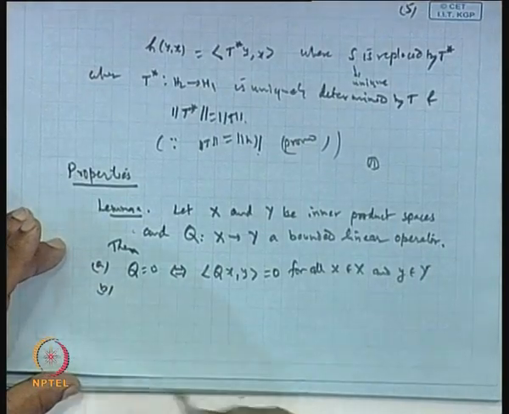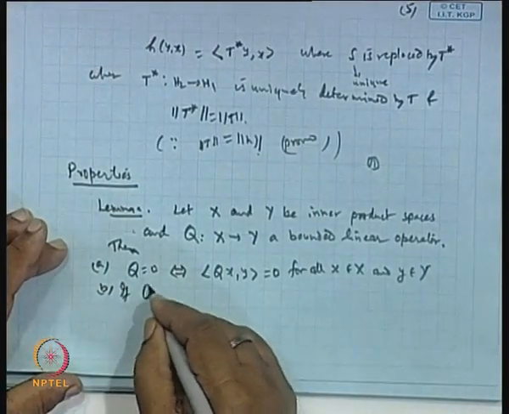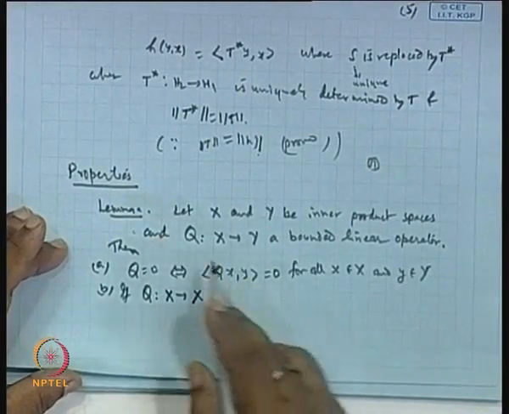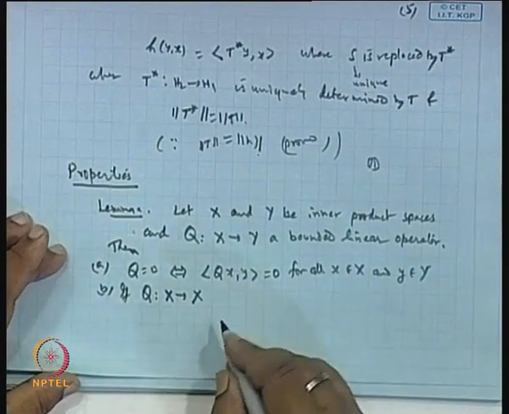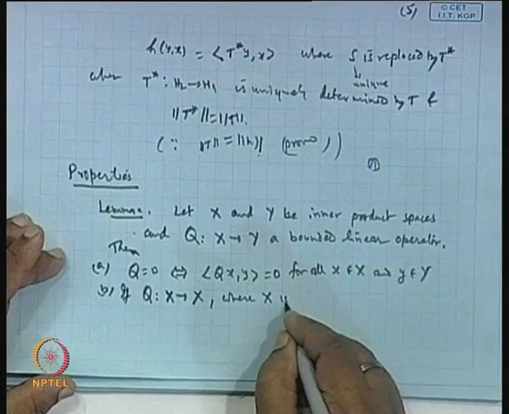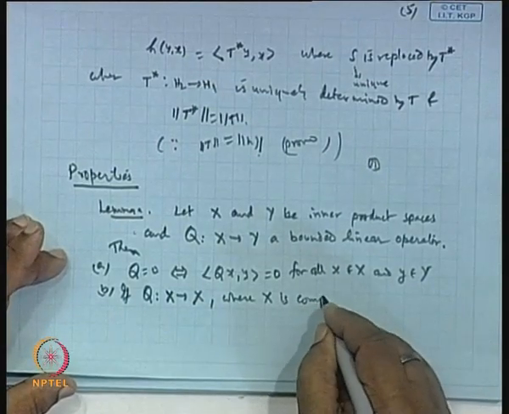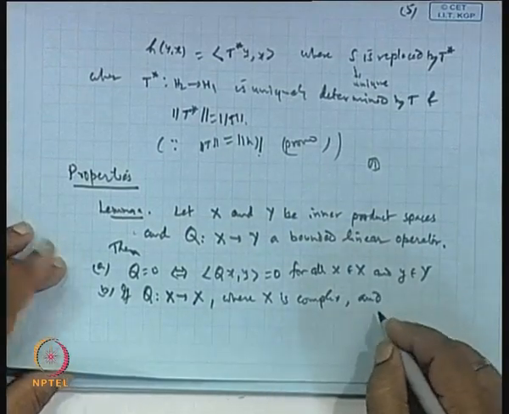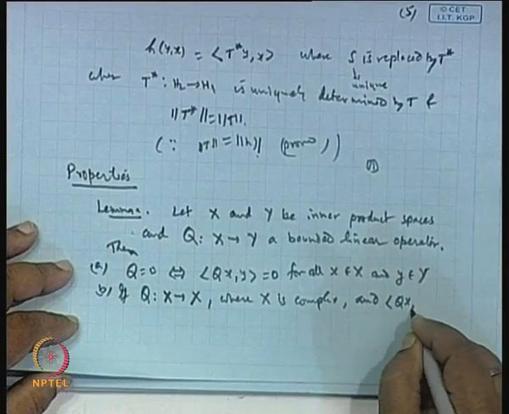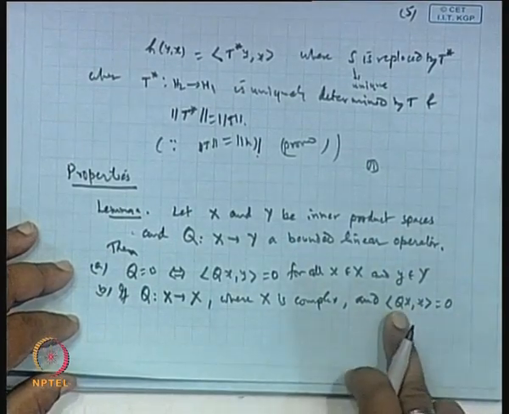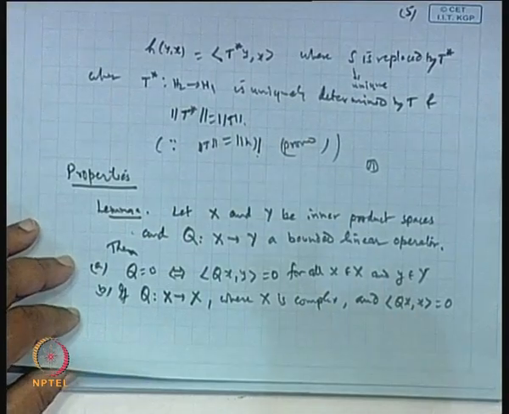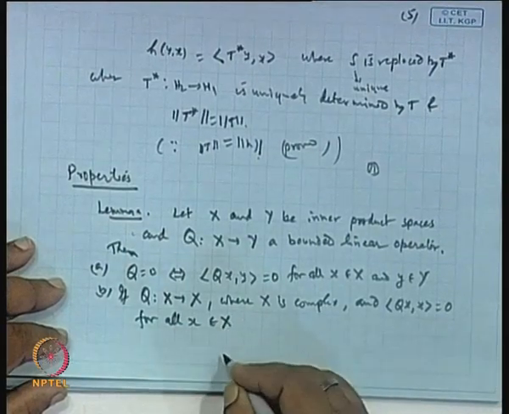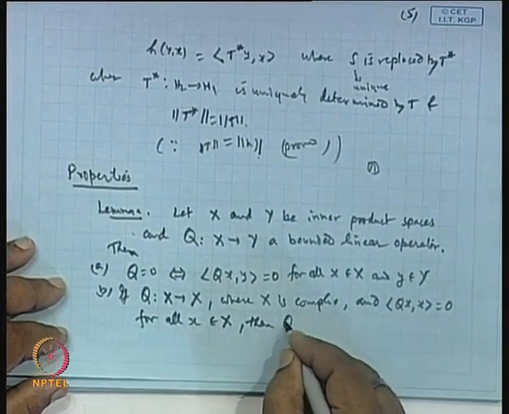And part B is that if Q is an operator from X to X, earlier Q was X to Y, if Q is X to X where X is a complex inner product space, and the inner product of Qx comma x is 0, meaning both the coordinates are the same, Qx comma x is 0 for all x belonging to capital X, then Q must be 0.